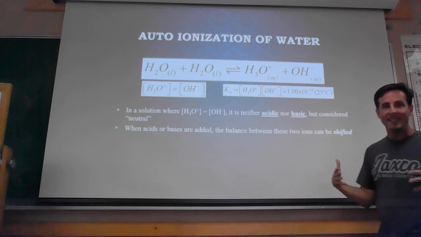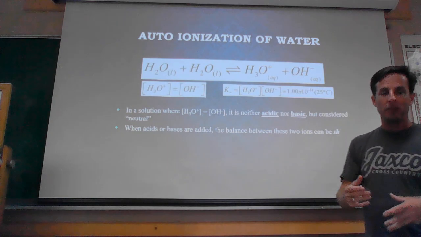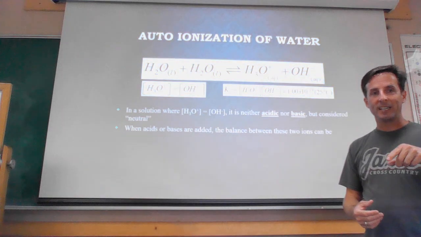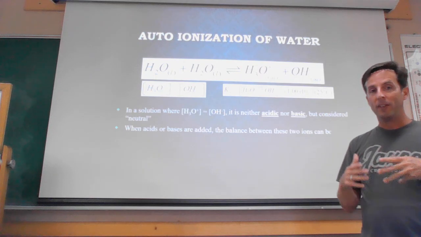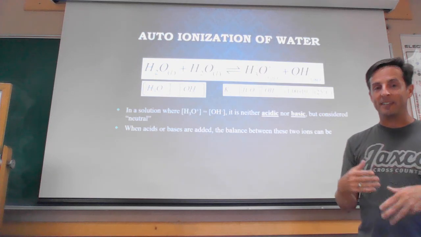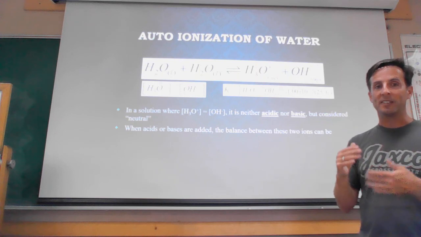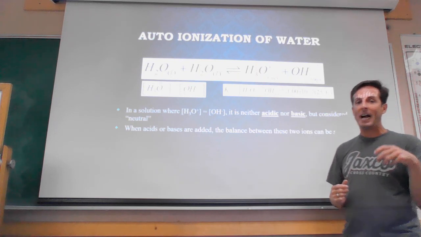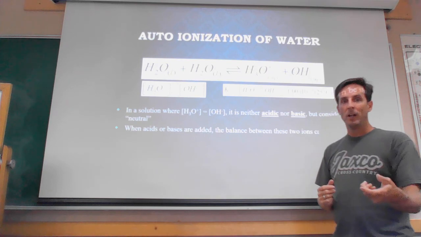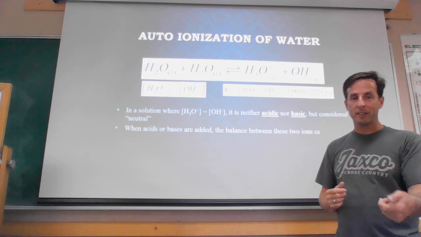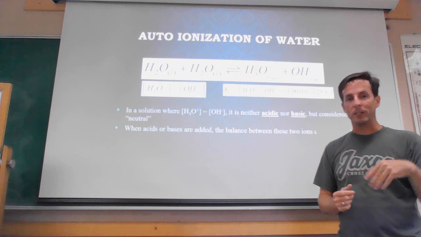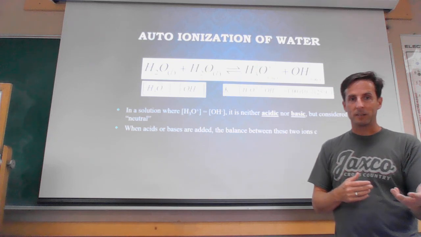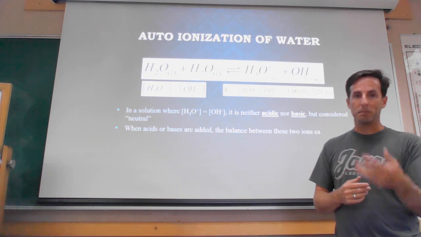But when we add something to the solution, if we add something that increases the hydronium concentration, that substance I've added is called an acid. It's going to make the solution become acidic. If I add a base to the solution, a base is going to produce hydroxides. If I have more hydroxides in solution, then that's going to be a basic solution. If you add a base, the solution becomes basic.